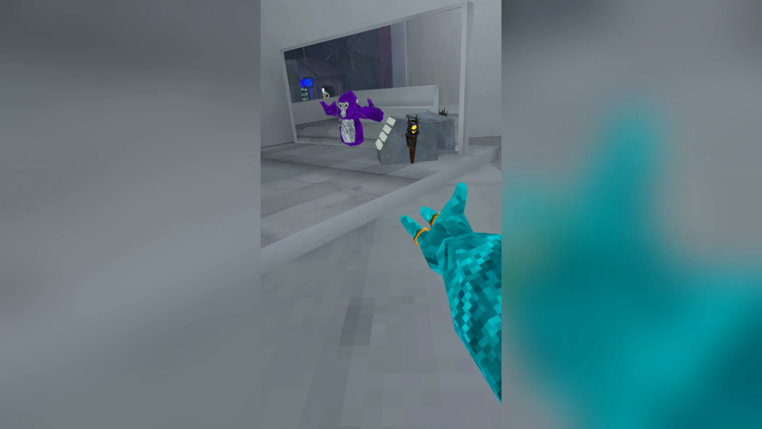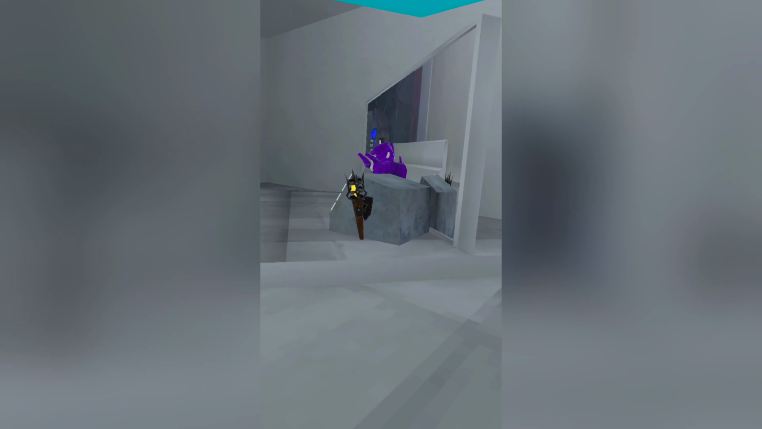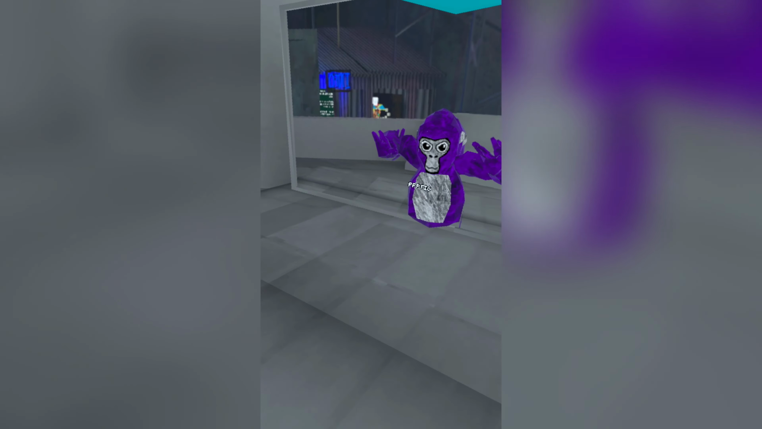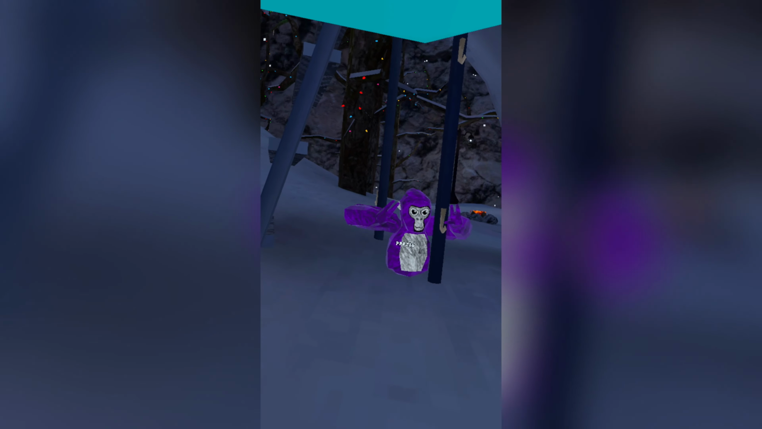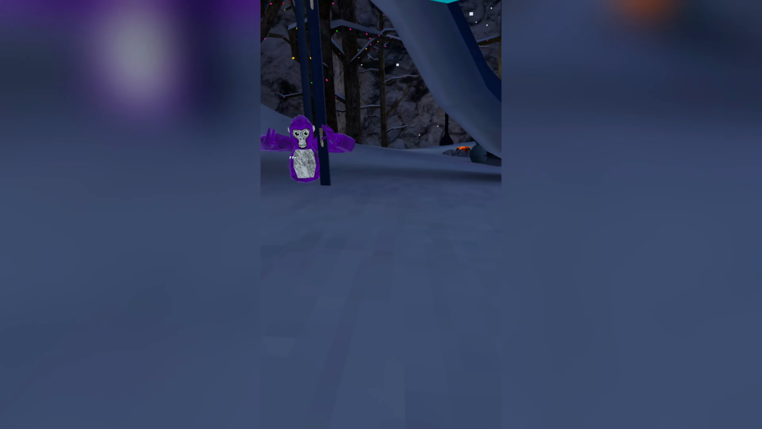So our first object is the mirror. As you can see, he's about half the height of the mirror, so we're going to take that into consideration with our calculations. Okay guys, our next object is the slide. As you can see, he's probably about a quarter of the height of the slide, so we're also going to take that into consideration for the calculations.